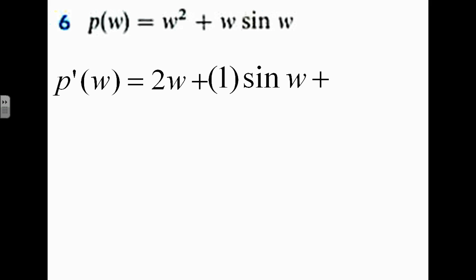Anyway, the derivative of the first times the second plus the first times the derivative of the second, which is w cosine w.